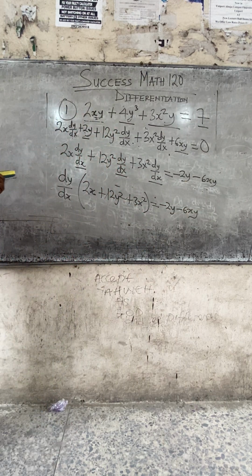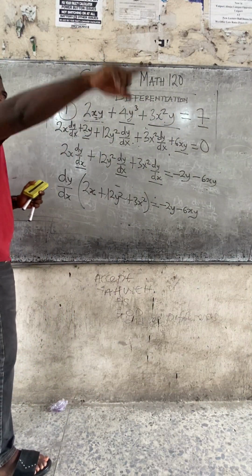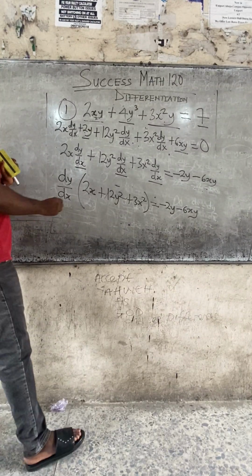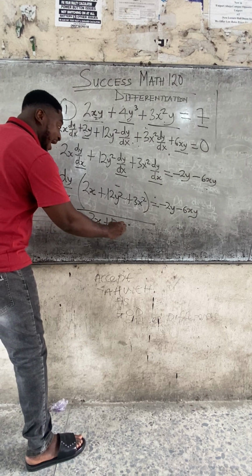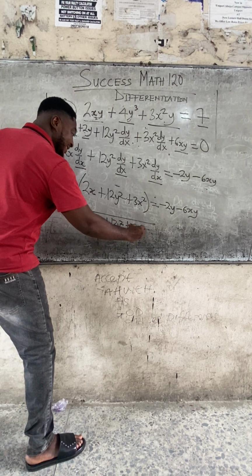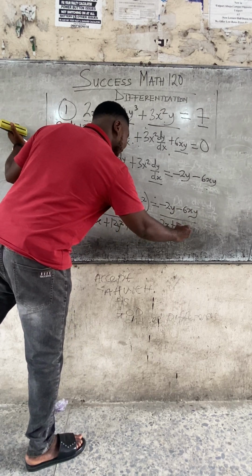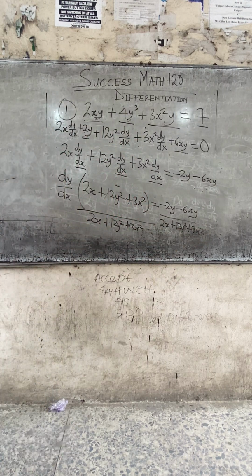Follow me carefully. Making dy/dx the subject of the formula, divide both sides by this bracket. Divide both sides by 2x plus 12y squared plus 3x squared. Divide both sides by 2x plus 12y squared plus 3x squared.